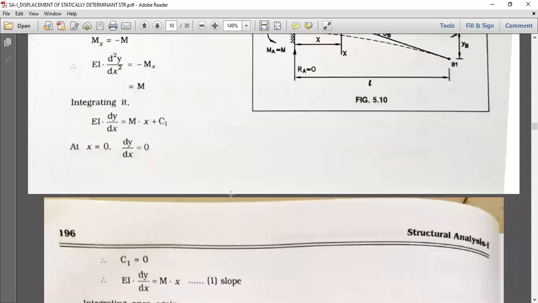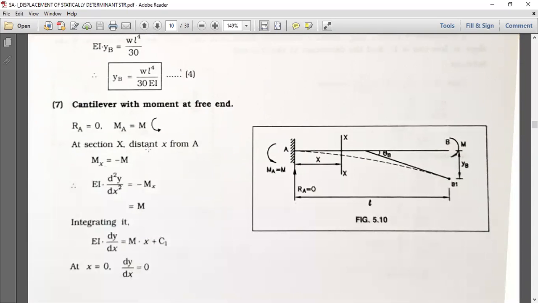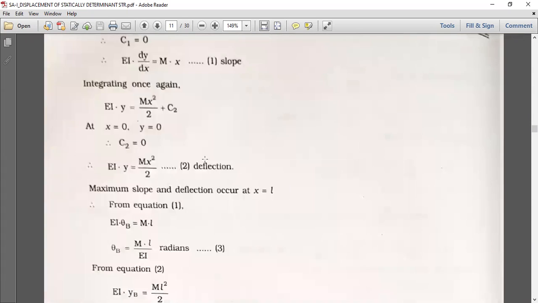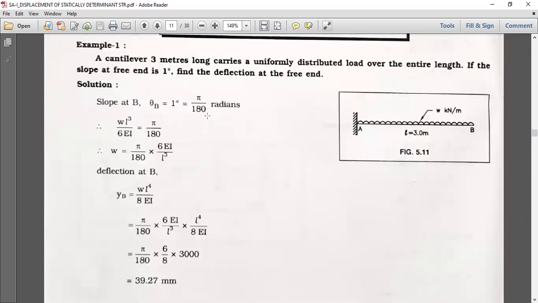In the next chapter, we are going to discuss a cantilever beam with a moment at the free end, and then after that we are going to start our examples.